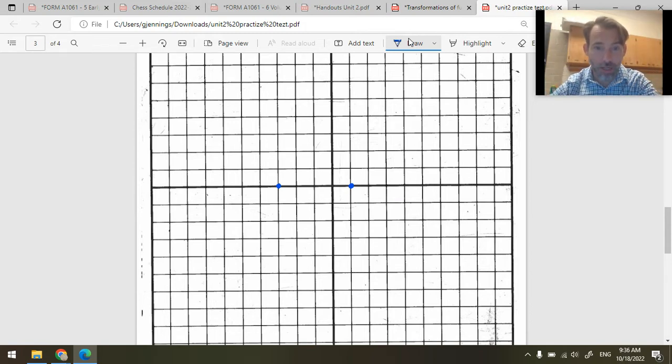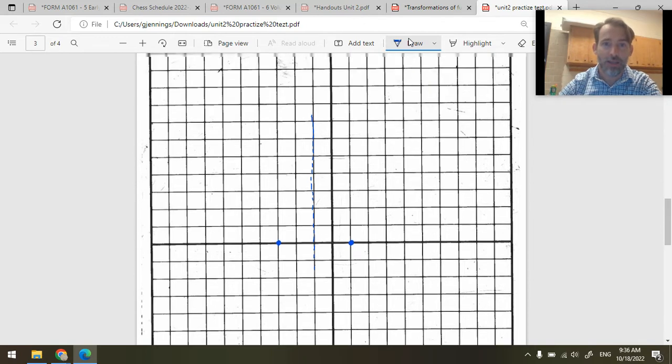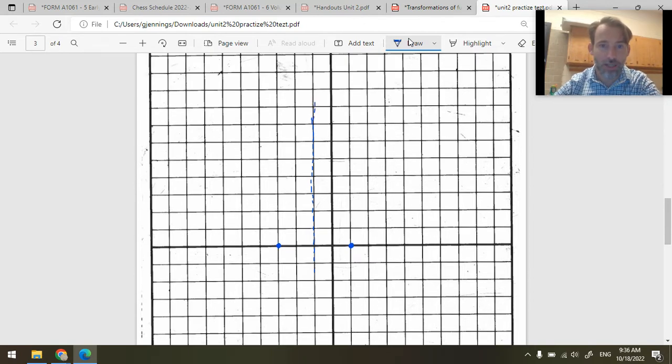I can also see that the vertex should be along the line x is minus 1. Just write that on. X equals minus 1. Why do I know that that's the axis of symmetry? Because here, this point is negative 3, 0. And this point is 1, 0.